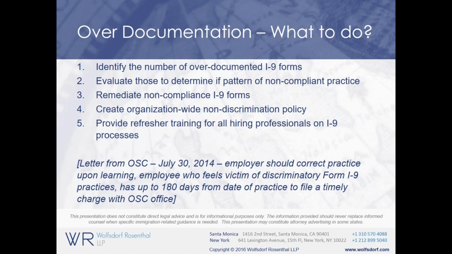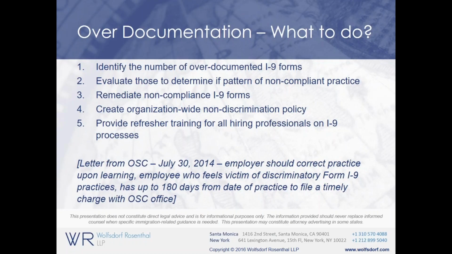The main idea would be to try and be as compliant as possible with the rules. The idea would be to identify how many of these forms have been over-documented, and evaluate whether there's been a pattern of non-compliant practice. If everyone with a certain kind of name you've kept more documentation for, then it looks a lot like it could be discrimination. If with every single person you've taken a lot of documentation, all 3 of the different areas, then we've got less of an issue because, while it's still over-documentation, you've done the same thing across the board.